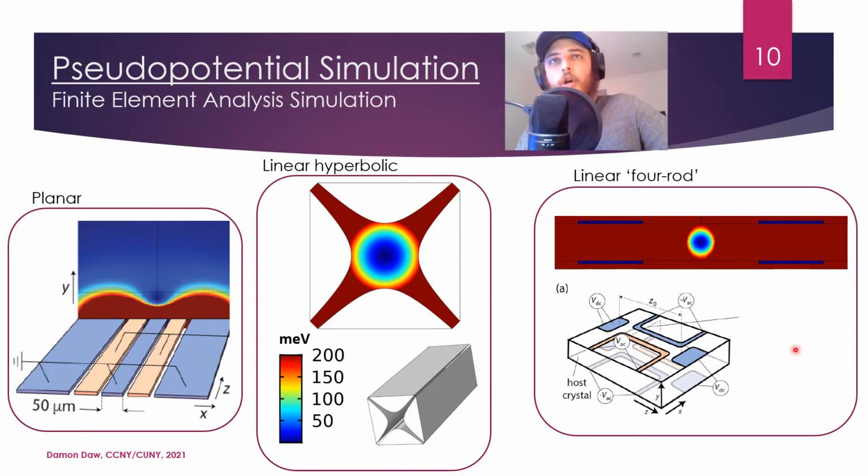A more convenient configuration we found is a variant on the so-called four-rod trap. These blue rectangles here are the microwave and ground electrodes, and they would sit on the surface of a crystal in a configuration sort of like this. These don't suffer from the same issues that the planar traps have, because they have a very deep pseudopotential horizontally and vertically, and they're relatively easy to fabricate.